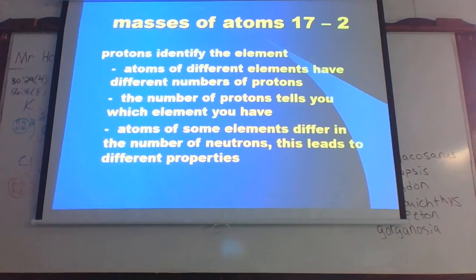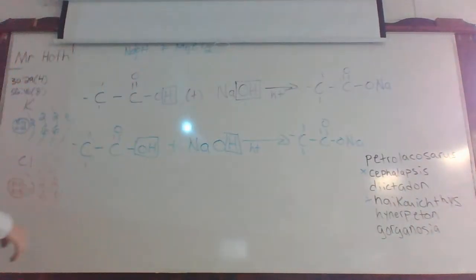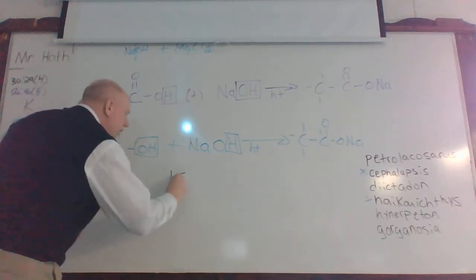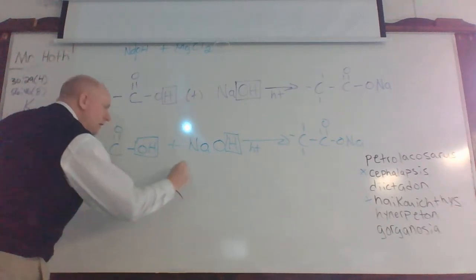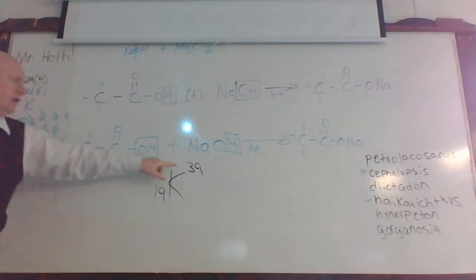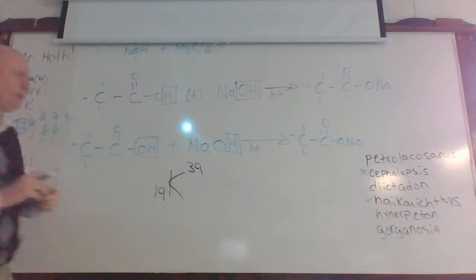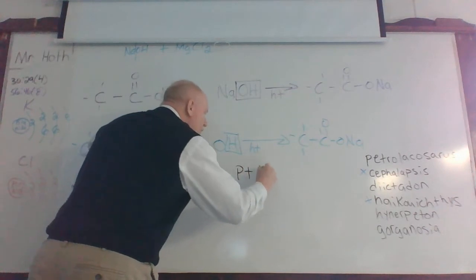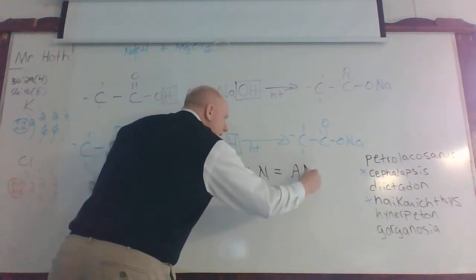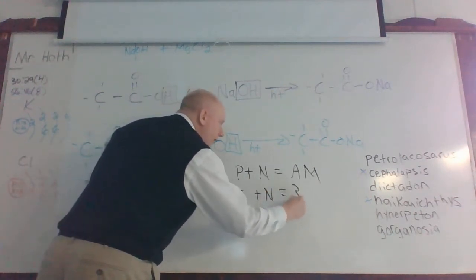To get the number of neutrons, for instance, is what we see here. If we're dealing with potassium, element number 19 and 39, we've got 19 protons in the nucleus. We would agree with that. The protons and neutrons together is 39. So to get the number of neutrons, remember, protons plus neutrons equals atomic mass. This is 19 plus n equals 39.